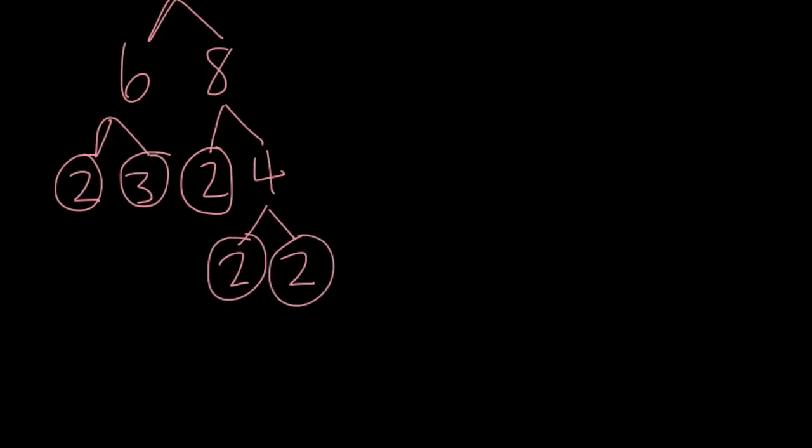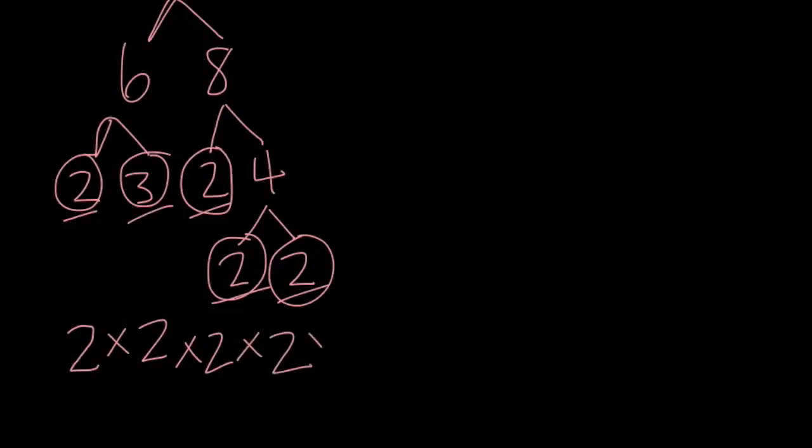Now I'll write out this form right below my factor tree. So I have 2 times 2 times 2 times 2 times 3.